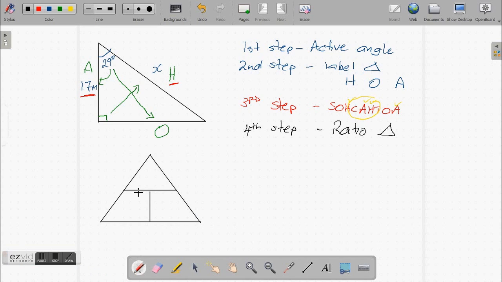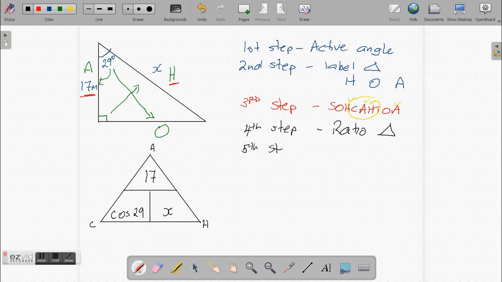So I put CAH around the outside, and the C stands for cosine, so that's the cosine of the angle. So that's why I'm going to write in that bottom corner there cos of 29 degrees. The adjacent side, which is at the top of the triangle, well, that's 17 meters, and the hypotenuse is x, which is the side that we're looking for. So now that we've done that, we can move on to the fifth step.